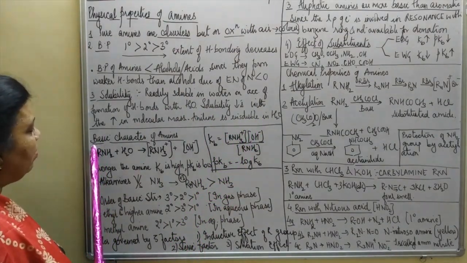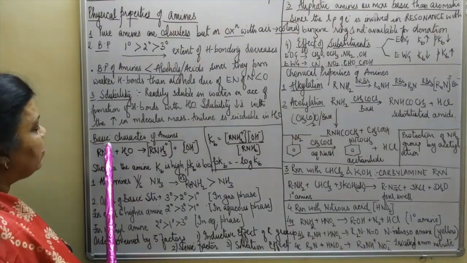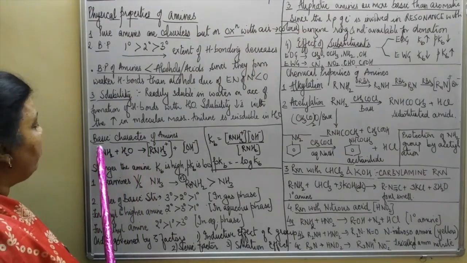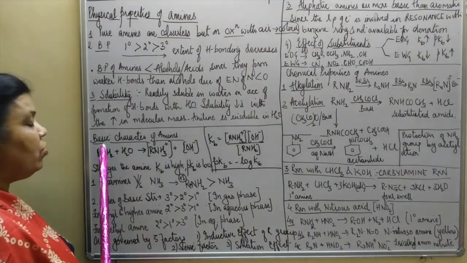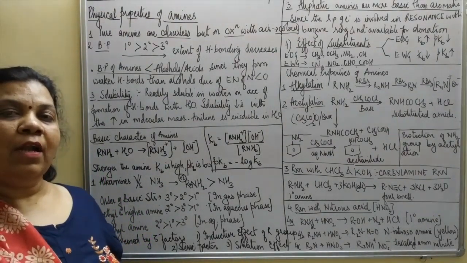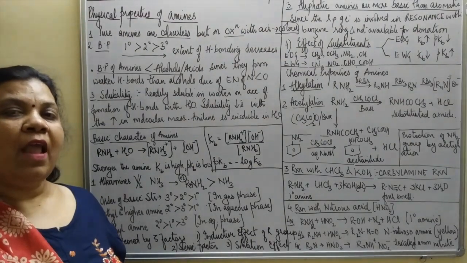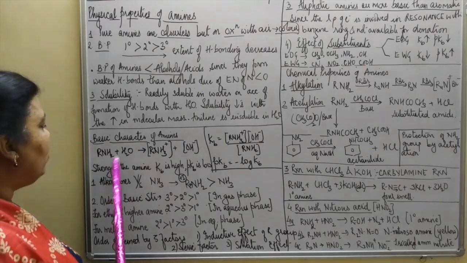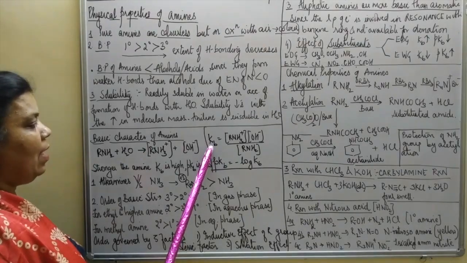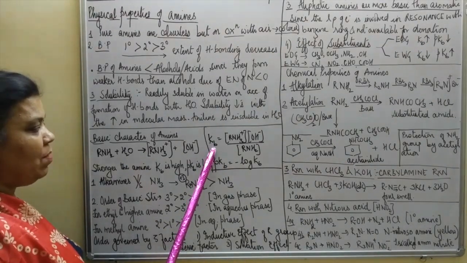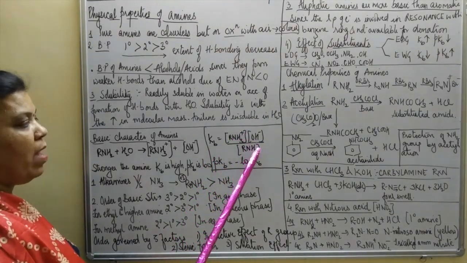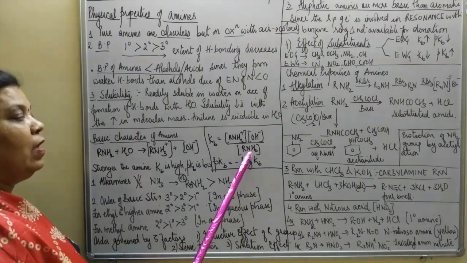Now, let us study the chemical properties, and the very first chemical property of amines is the basic character of amines. Let us see that nitrogen in amines bears a lone pair. Because it has a lone pair and can donate it, it will act as a Lewis base. So with water it will form RNH3+ and OH-, and if you write the Kb, that is the dissociation constant of base expression, it will be Kb equals [RNH3+] times the concentration of OH- divided by the concentration of RNH2, that is amines.